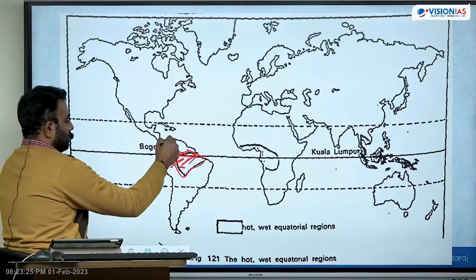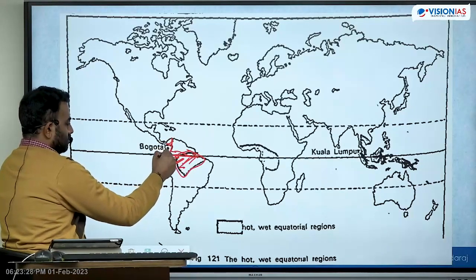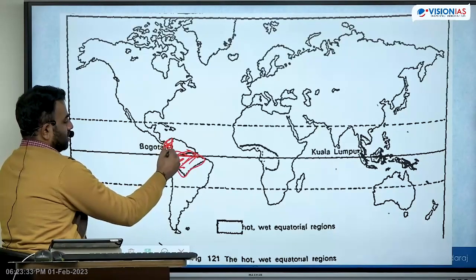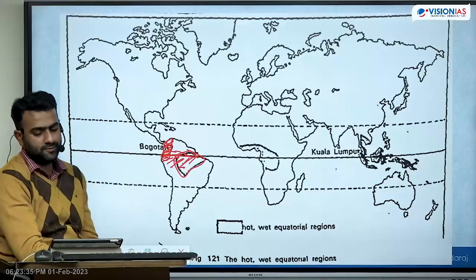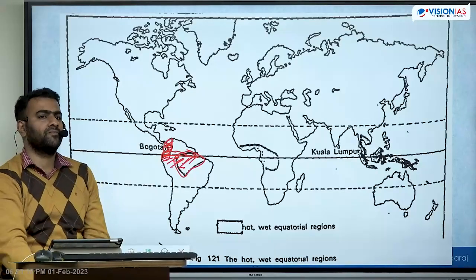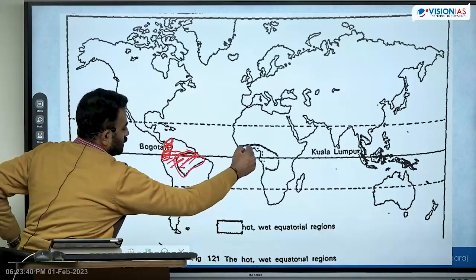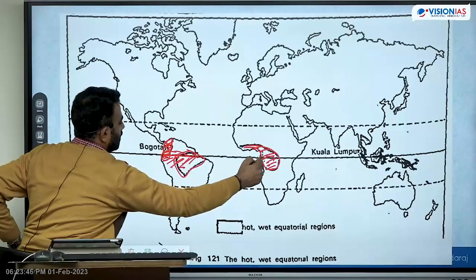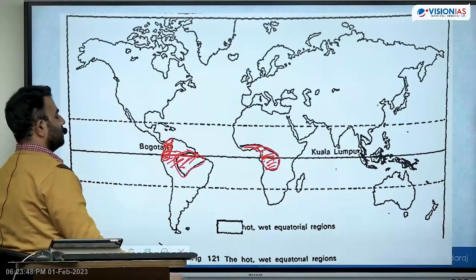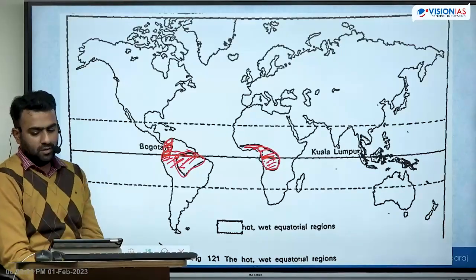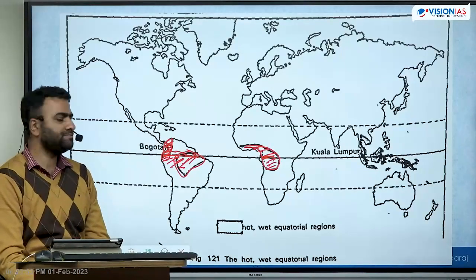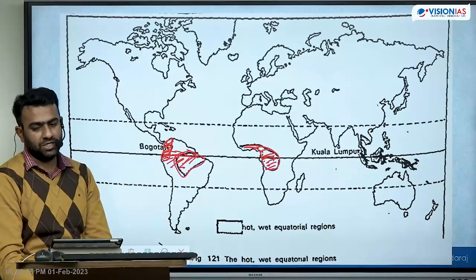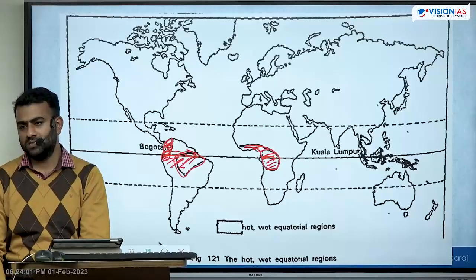Then parts of Colombia and Ecuador. Congo basin. Here also there is the Congo river. This is also one of the largest rivers. Same condition. And then Indonesia, Malaysia, Singapore.